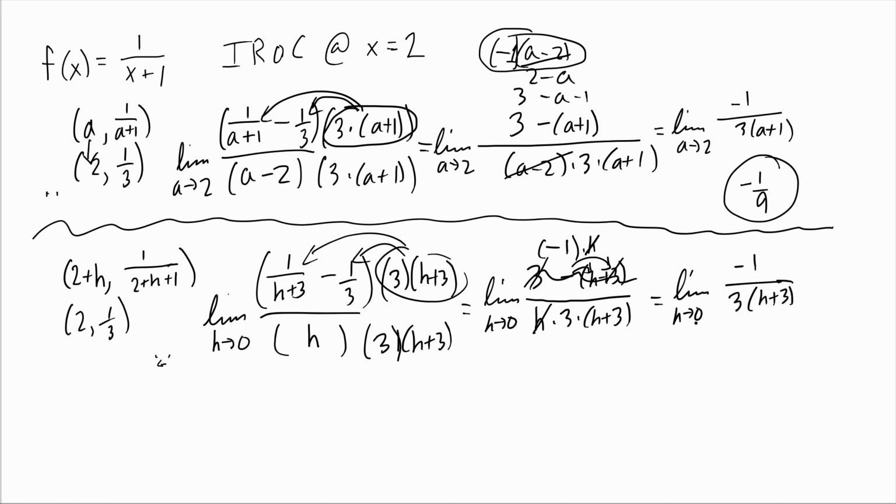And now 0 is not a domain issue. We can throw it in. And you notice we end up getting negative 1 over 9 as well. So that was the A strategy and the H strategy of finding the instantaneous rate of change of this function at a particular x value.